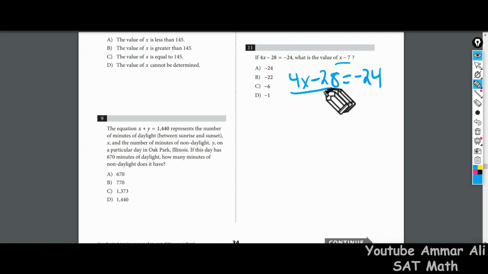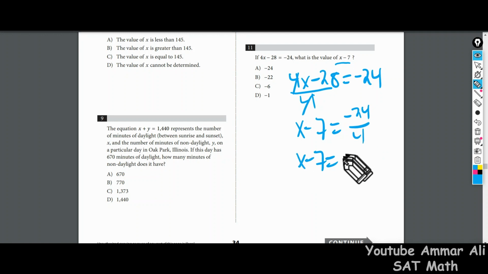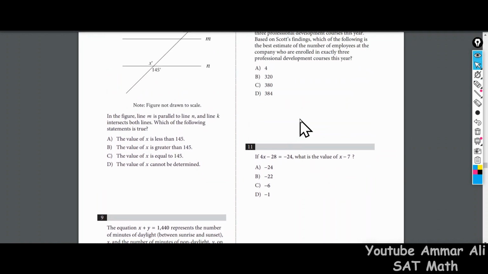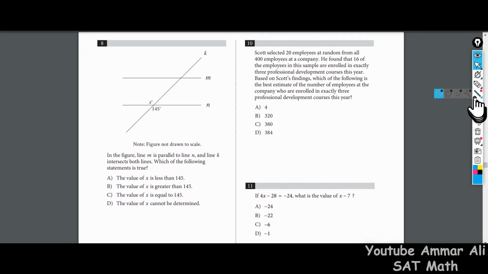So all we have to do is divide the 4 out, and then this side just becomes x minus 7, because 4 times 7 is 28. We divide by 4 on the other side too, so x minus 7 is just minus 24 divided by 4, which is minus 6. Pretty straightforward, just a little hack for you. You don't need to do a lot of math here, but the trick is whether you could do it in the fastest way possible. It's not super complicated, but there was definitely a faster way to do it, which I just showed you.